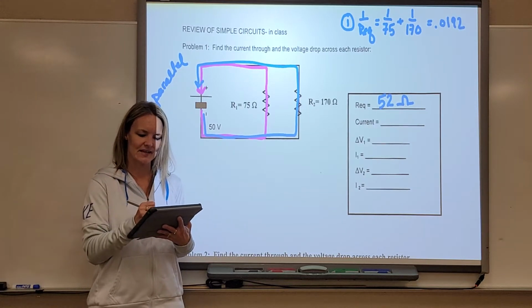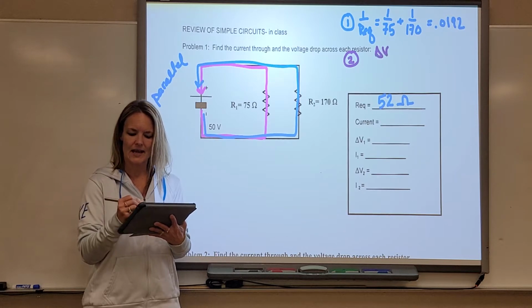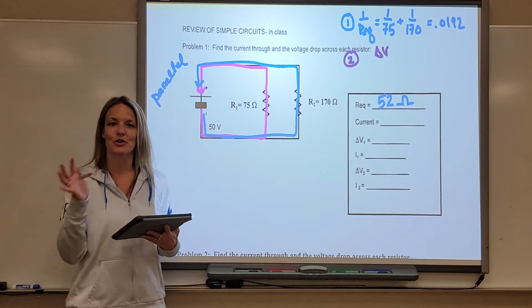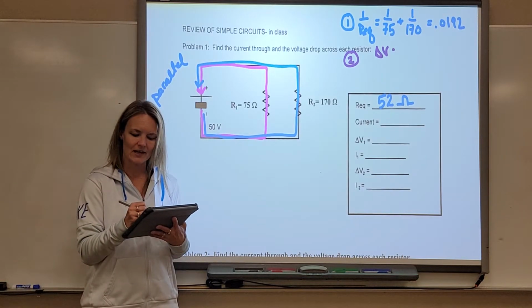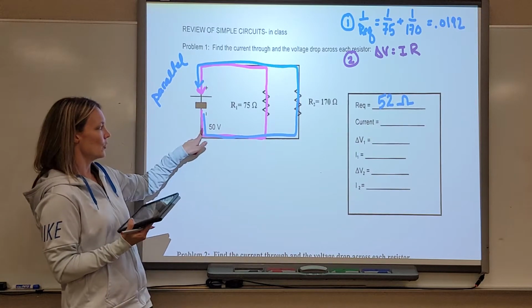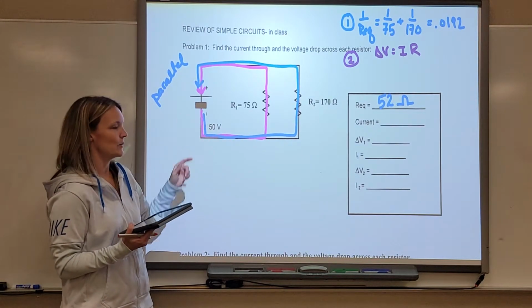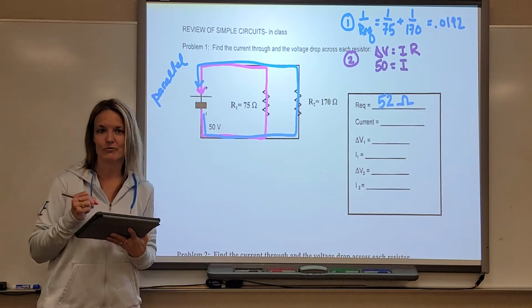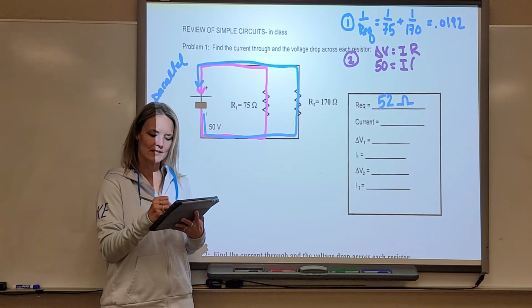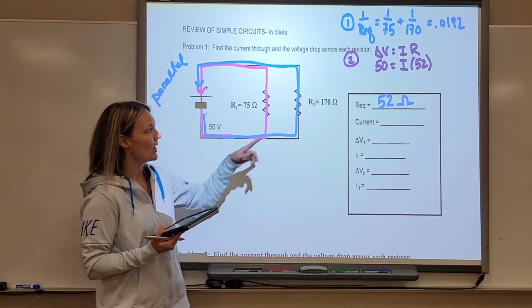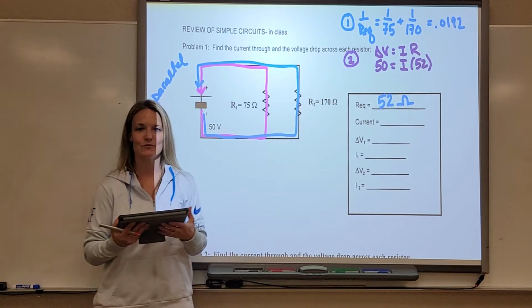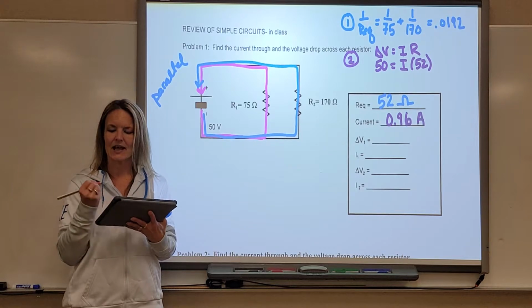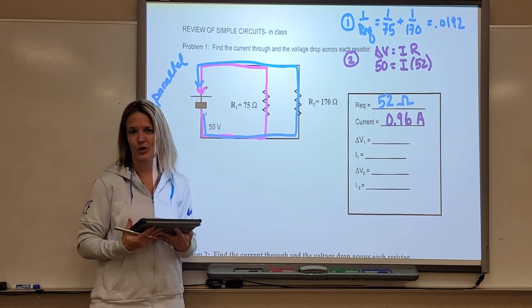From there, step 2 is always take the total resistance and the voltage of the battery and find the total current that's going to flow through. So delta V equals I times R. The total voltage of this circuit, starting at the beginning, is 50 volts. I'm solving for the total current flowing through, and my total resistance was 52. So I need to take 50 divided by 52. That's just under 1. I got 0.96 amps for my total current.